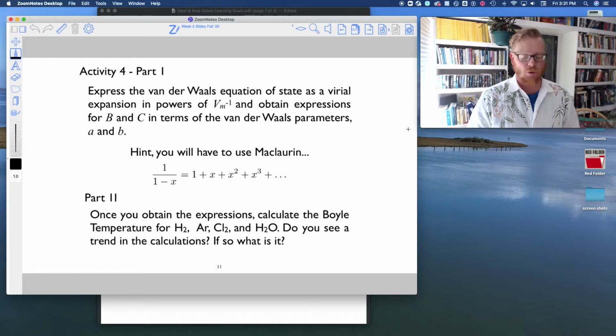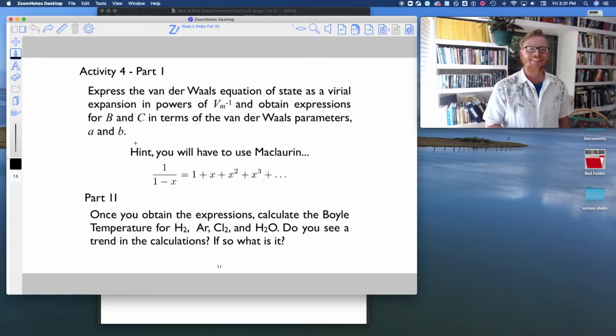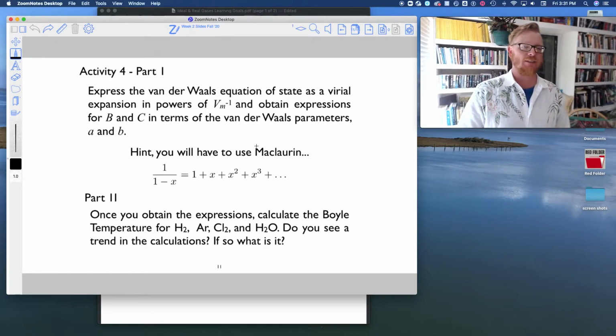So what does this whole thing say? Okay, express the van der Waals equation of state as a virial expansion in powers of 1 over Vm and obtain expressions for B and C in terms of the van der Waals parameters a and b. What? What did that say? Okay, let's break this down.